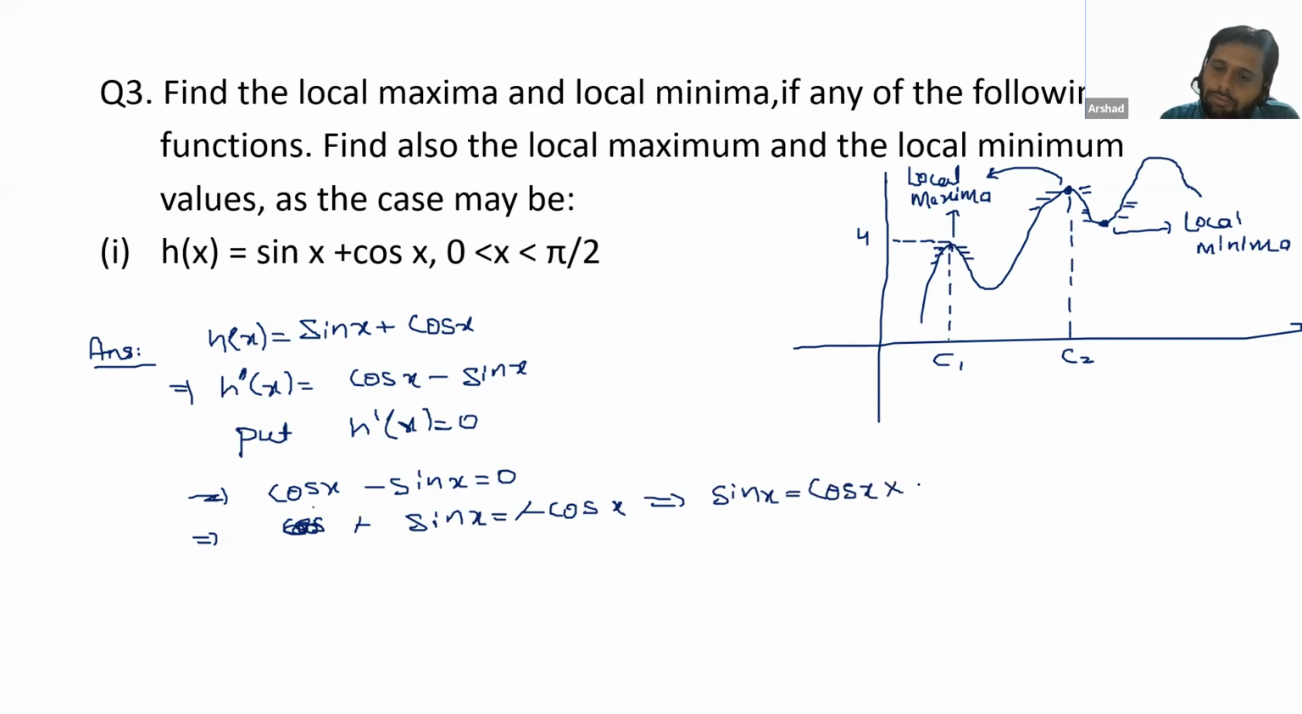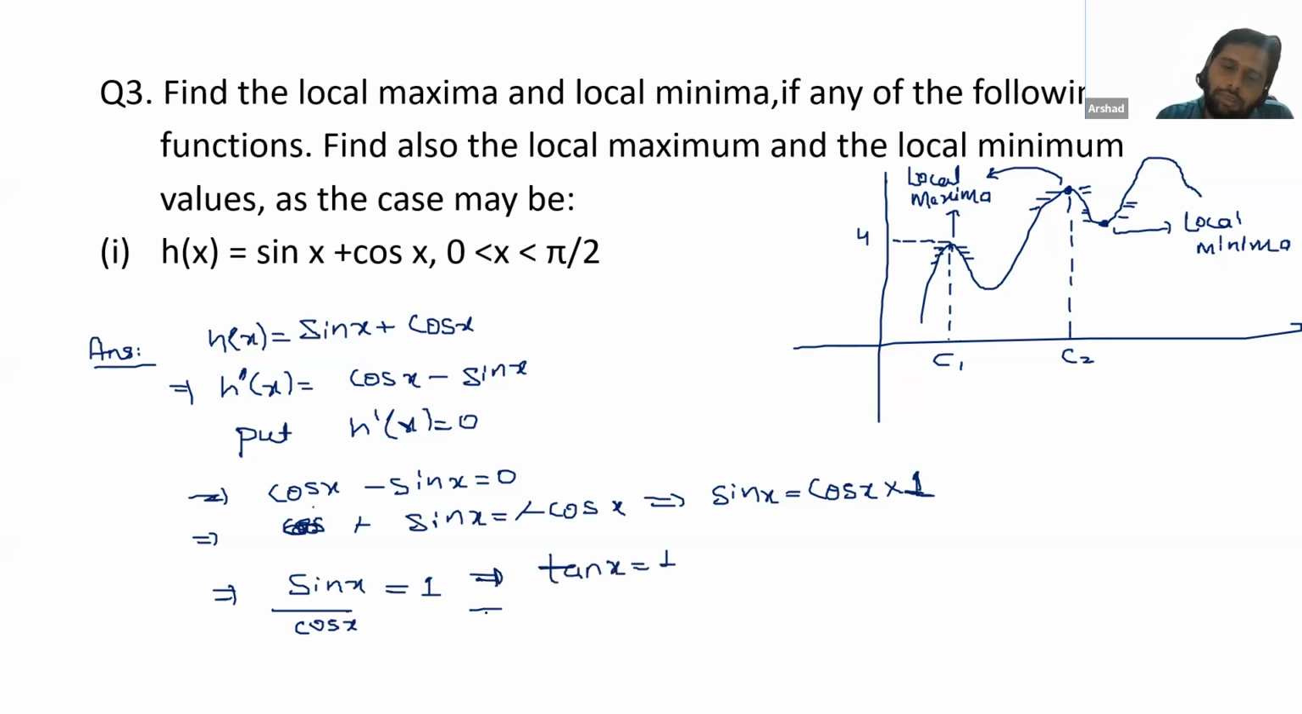Further we can write cos x into 1. Now cos x is getting multiplied with 1, so we can shift it to the denominator. So we will get sin x by cos x is equal to 1. Is this step clear? Yes, sir. Okay, great. Now sin by cos is tan, so we will get tan x is equal to 1.